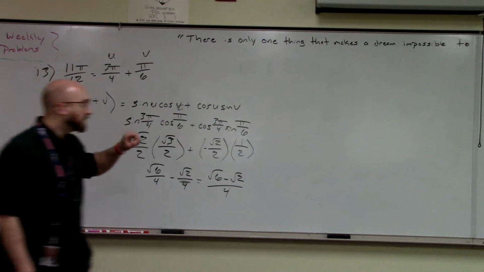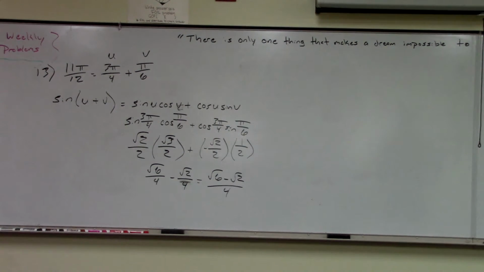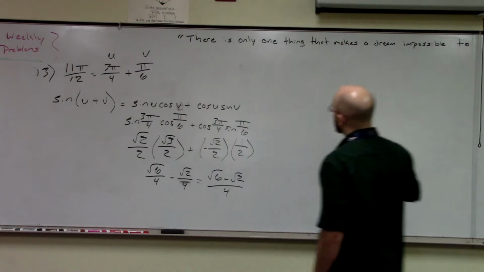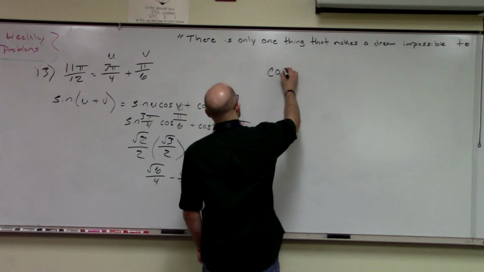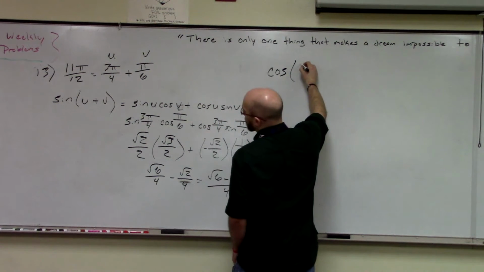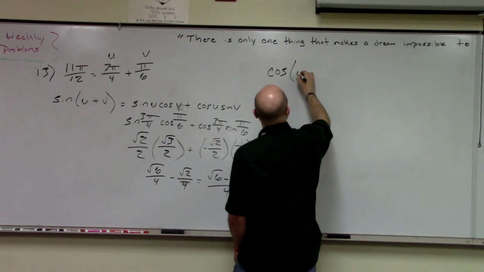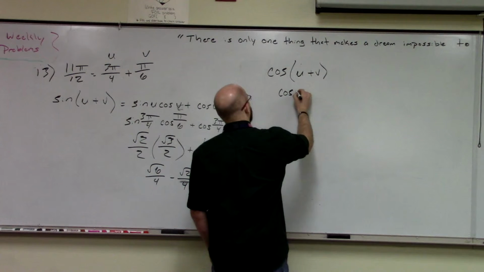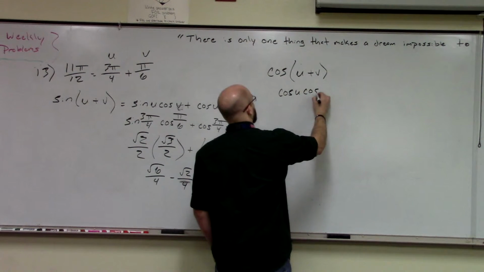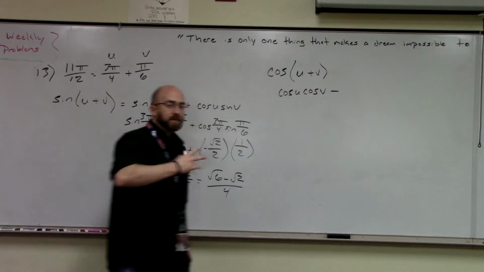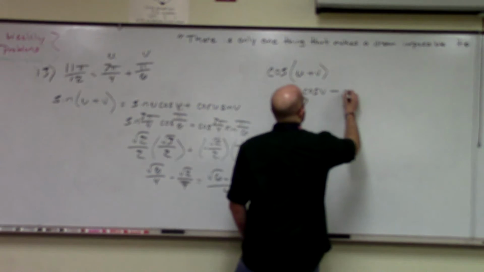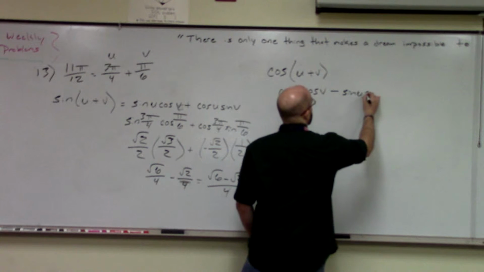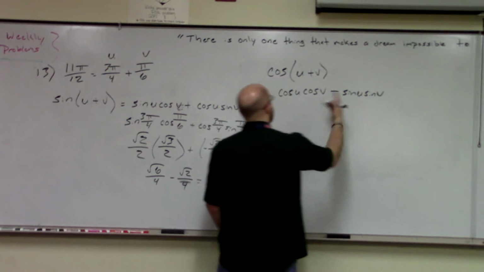We also needed the cosine one. So when we do that, just do the same thing that we did previously. You get cosine u plus v, so that's cosine u cosine v minus, remember you flip the sign with the cosine, sine u sine v. So let's plug in our numbers again.